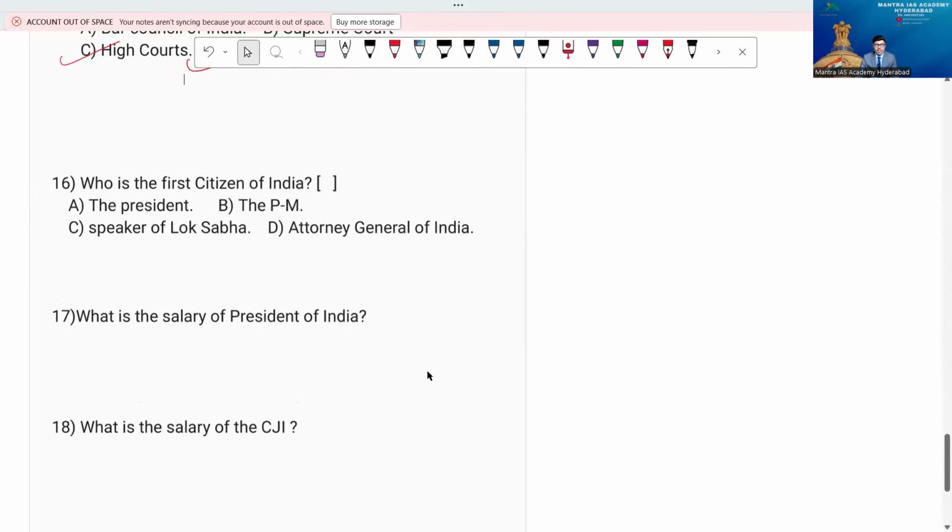So next, question number 16. Who is the first citizen of India? Option A, the President; B, the Prime Minister; C, Speaker of Lok Sabha; D, Attorney General of India. So the answer is A.